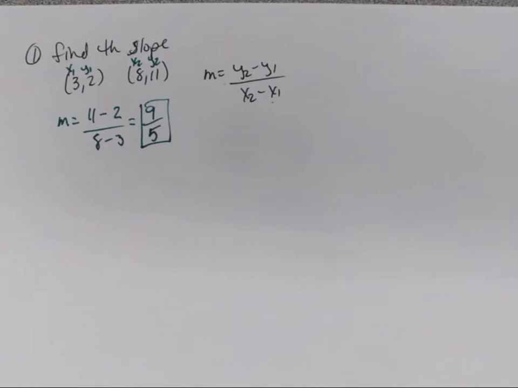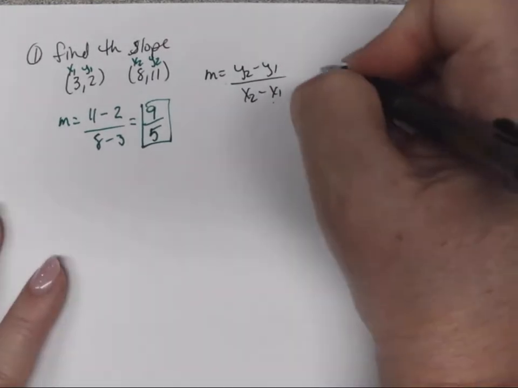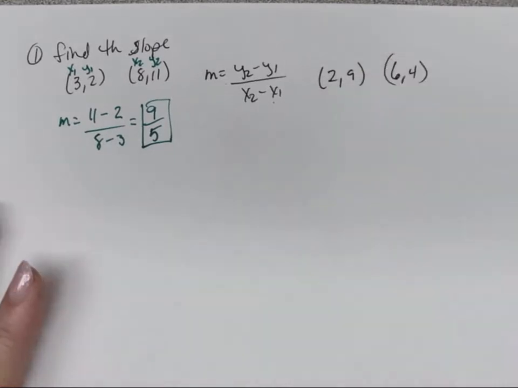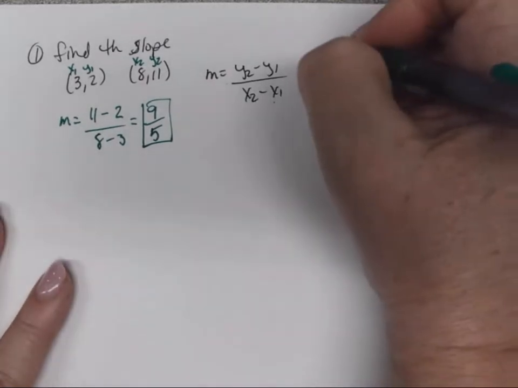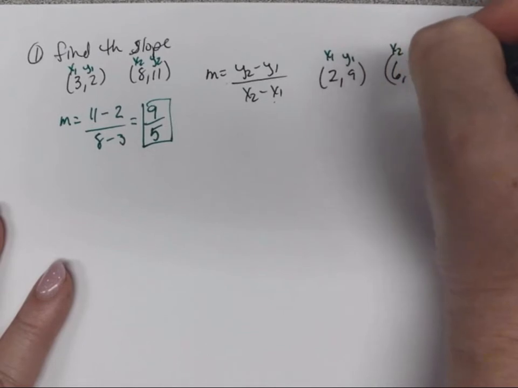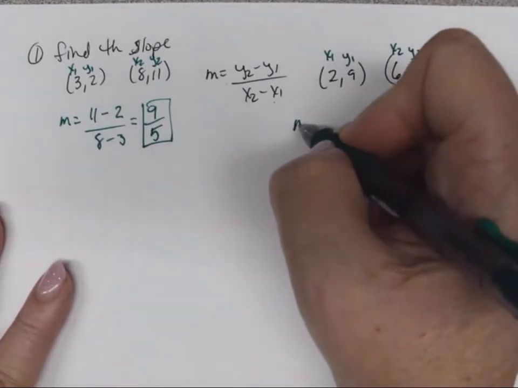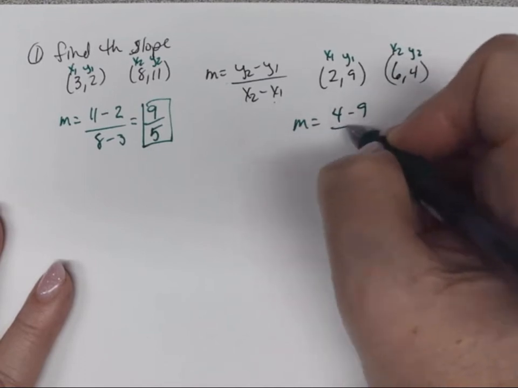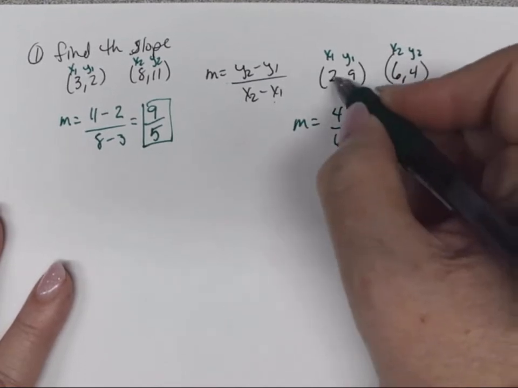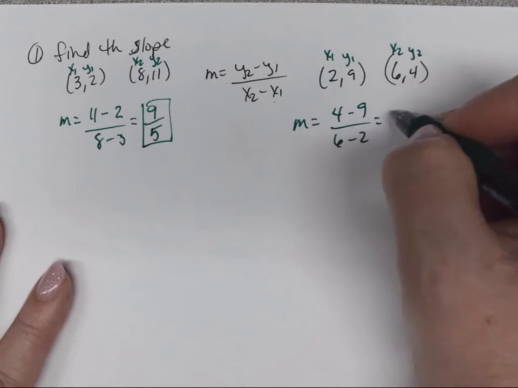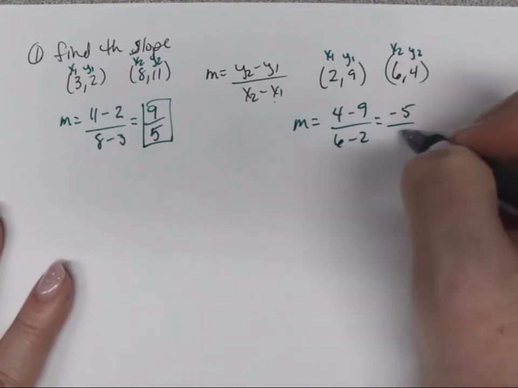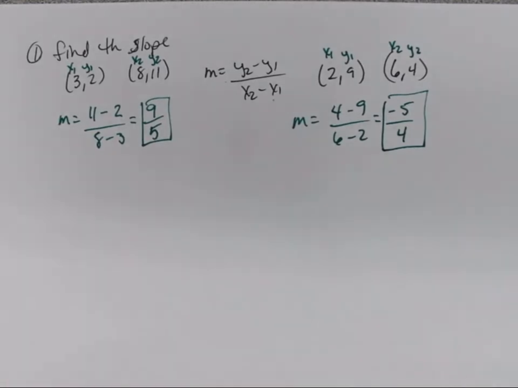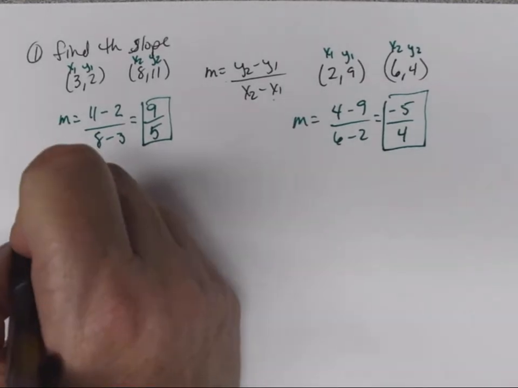All right, let's look at 2 more points. So if we have 2, 9, and 6, 4. Again, I'm going to label. So my m will be y sub 2 minus y sub 1 over x sub 2 minus x sub 1. So 4 minus 9 is a negative 5. 6 minus 2 is 4. And that's my answer.